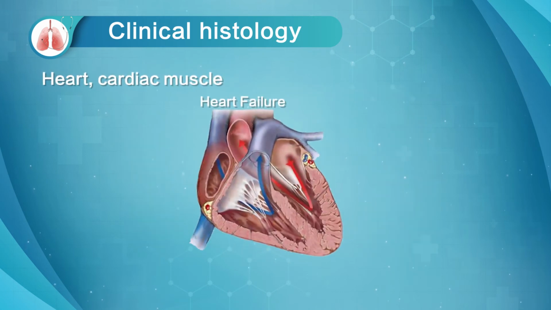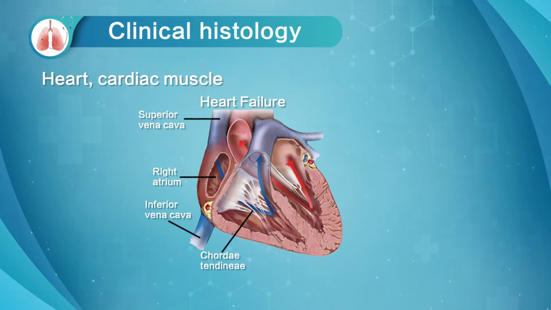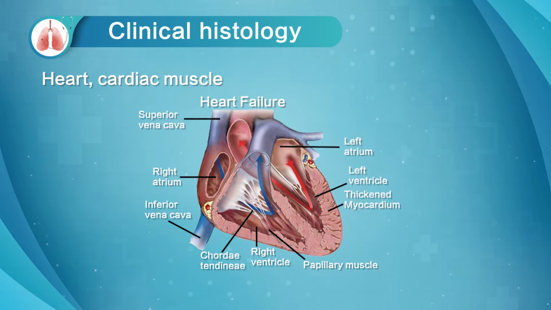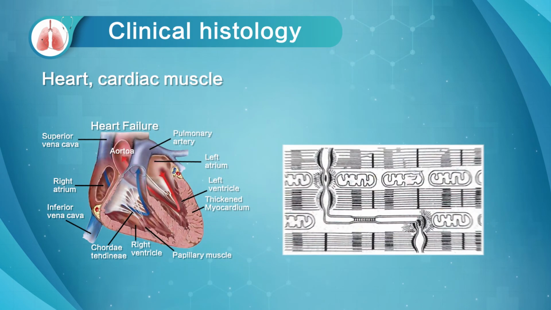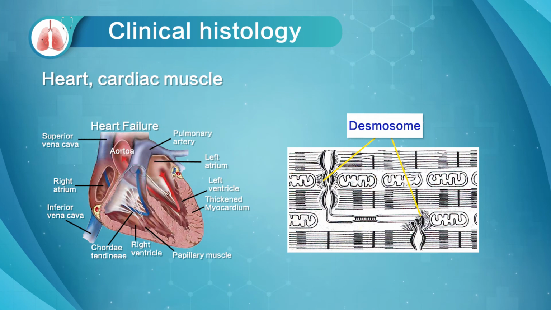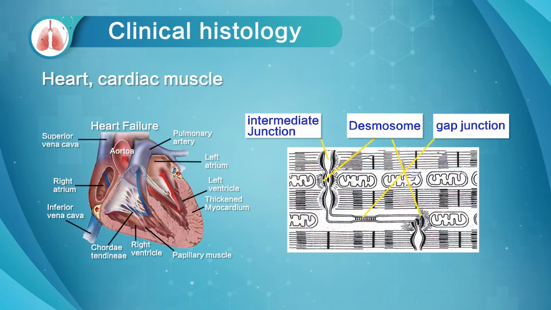For example, the diagram here shows that in the myocardium, the presence of tight junctions allows the myocardium to maintain efficient contraction and relaxation throughout life. In the picture, we can also see other connections between cardiomyocytes, including intermediate and gap connections. They are closely related to signal transduction and substance exchange between cells.